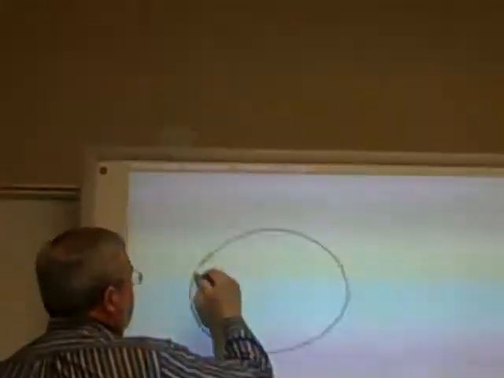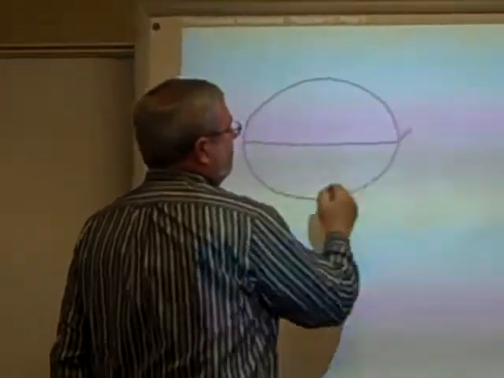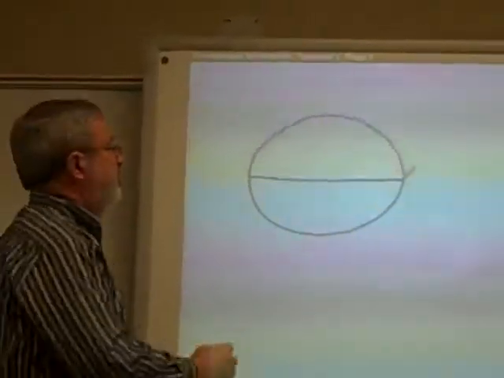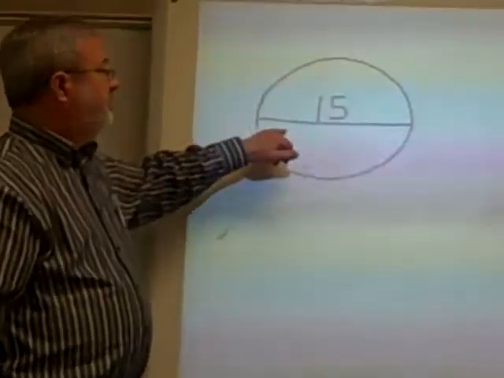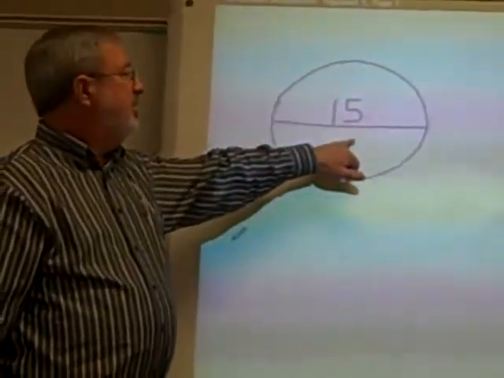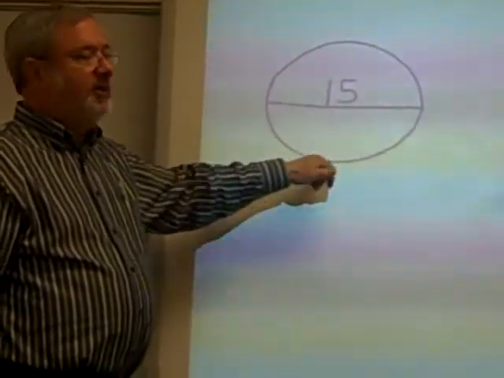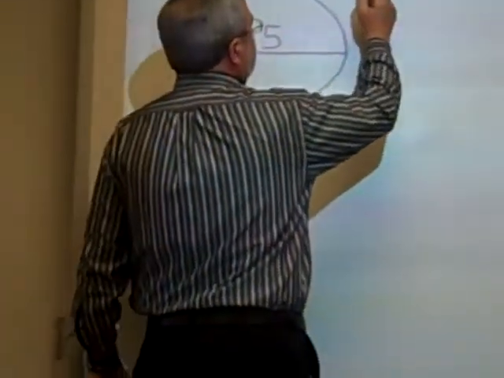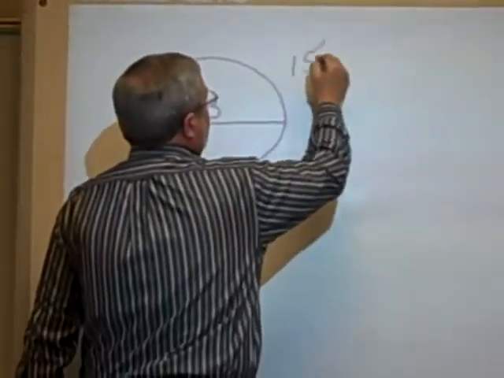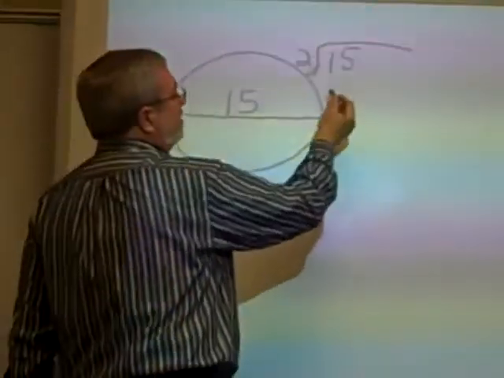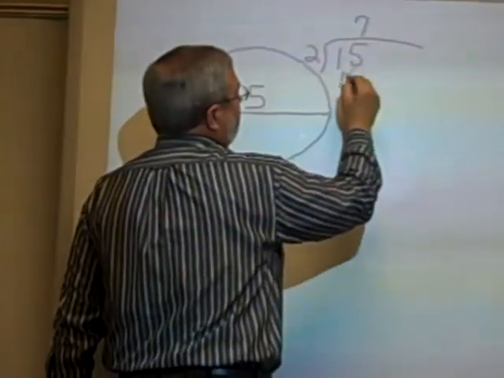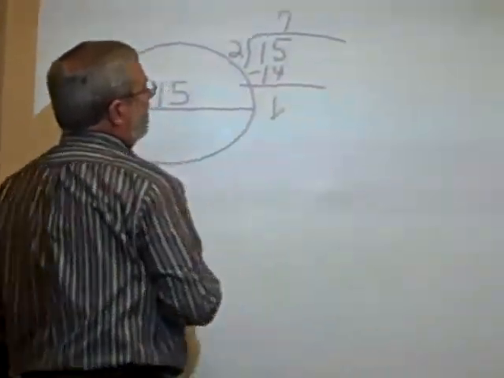If I give you one here, and this time I give you a diameter of 15. Okay? My diameter on this circle is 15 inches. If I take half of 15, this one's going to be just a little bit different. Half of 15, I'm going to divide by 2. That'll go 7 times, of course. Subtract, I've got 1 left over.